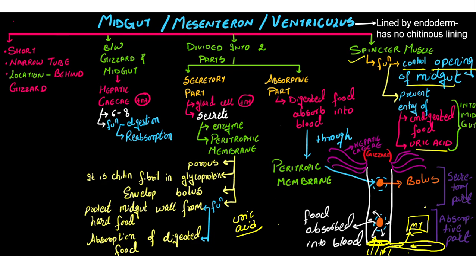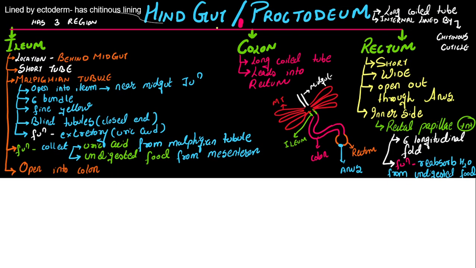So this was all about the midgut. Now let's see the last part of the digestive system, that is your hindgut. The hindgut is again lined by the ectoderm. If it is lined by the ectoderm, it has a chitinous lining, right? Now it consists of three regions. What are the three regions? Ileum, colon and rectum. Talking about the ileum, its location is behind the midgut. The midgut is behind the gizzard and the ileum is behind the midgut. All the next parts are behind the previous one, right? So the ileum is located behind the midgut.